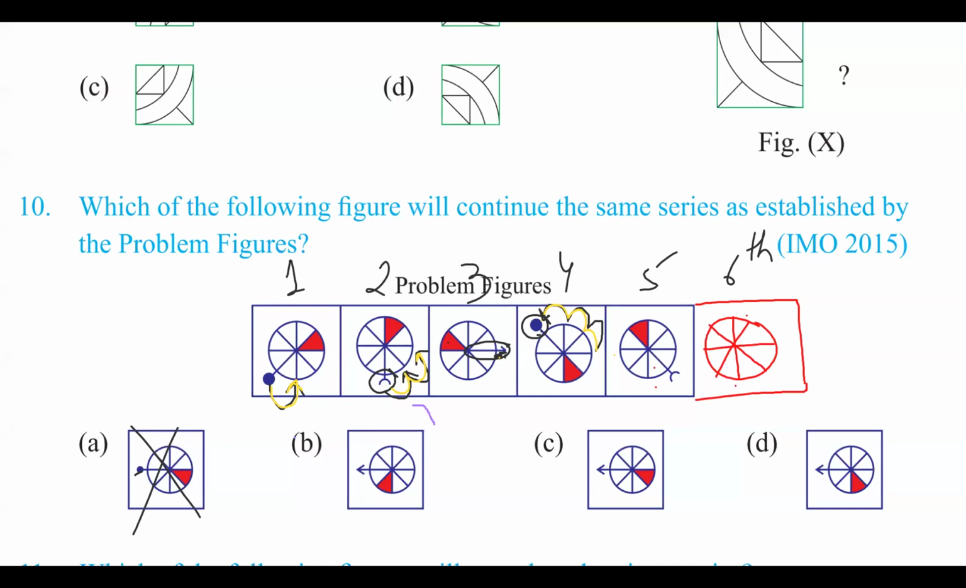Now if we count from here, is it 4 steps? Let's see. 1, 2, 3, and yes, 4. On the 4th step, by moving 4 steps again anti-clockwise, the symbol has been drawn. So that means it is the same pattern that is being followed.